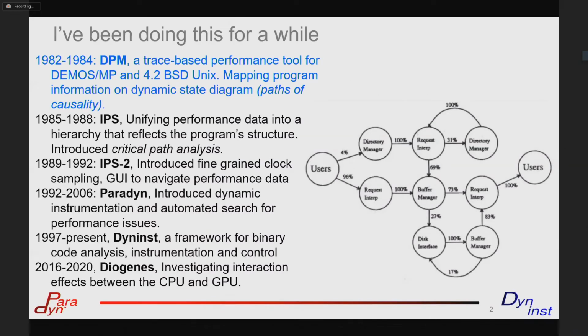So first of all, just some quick background. Part of my PhD, I worked on a tool called DPM, Distributed Program Monitor. It was a trace-based tool for message passing systems. And we did some interesting things like not just giving you numeric answers, which is something I like to think about, give you something actionable. We could actually come up with state diagrams of who talks with whom and how often in the system. And we did this thing called paths of causality.